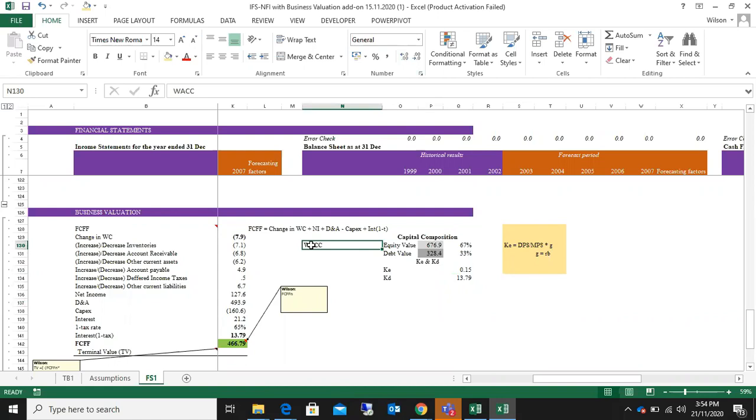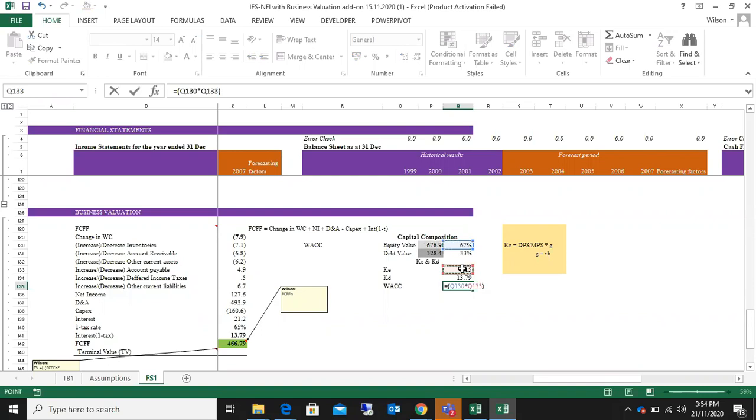So therefore, our WACC is then going to be the equity value times cost of equity, plus the debt value in bracket, the debt value times cost of debt.